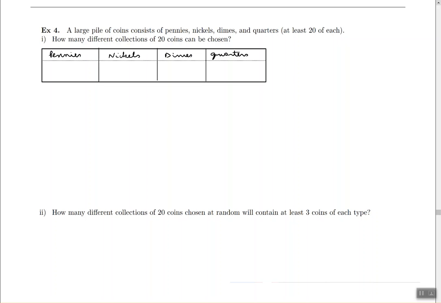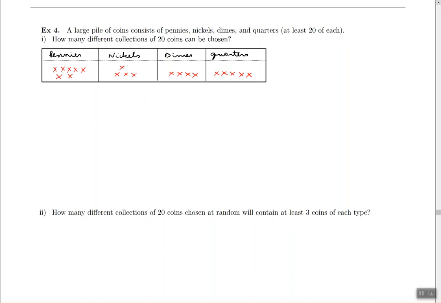So this is my diagram. There are pennies, nickels, dimes, and quarters, and this time I have to choose 20 coins. So I can choose some pennies, maybe a couple of these, some nickels, some dimes, some quarters maybe. Okay, let's see. I needed to add up to 20. So 1, 2, 3, 4, 5, 6, 7, 8, 9, 10, 11, 12, 13, 14 so far, and we need 6 more. So 1, 2, 3, 4, 5, and let's say 6. There you go. So that's one possibility.